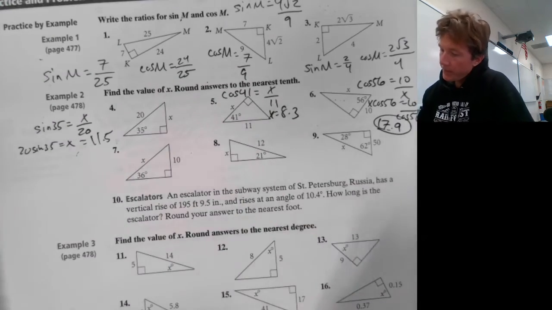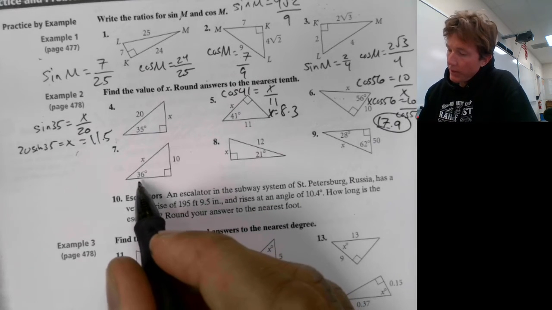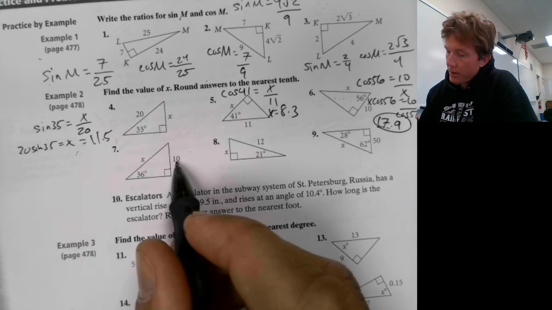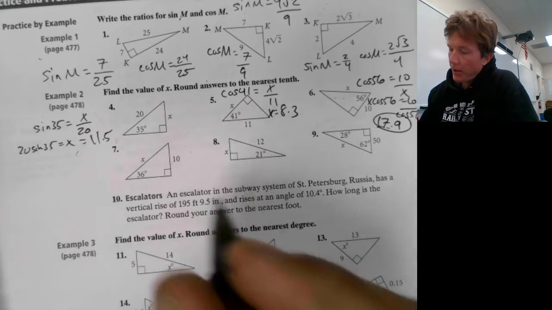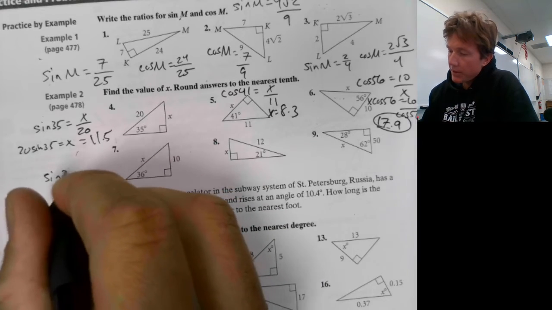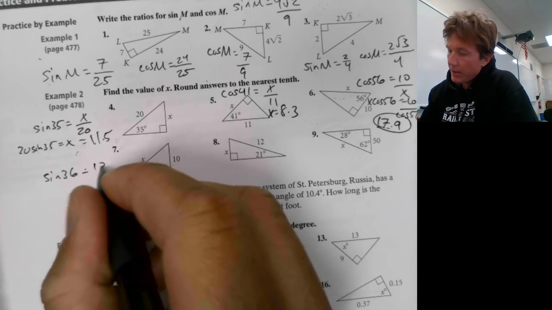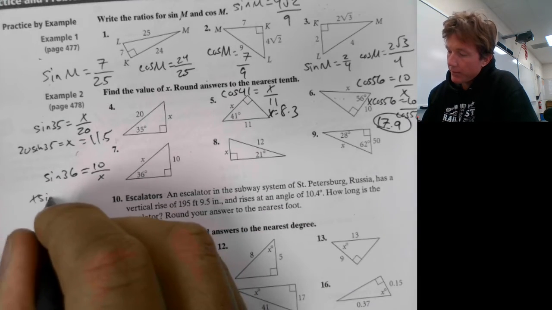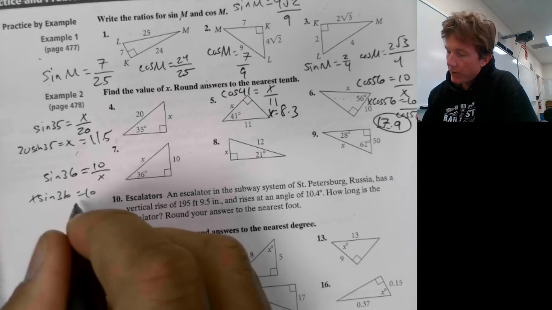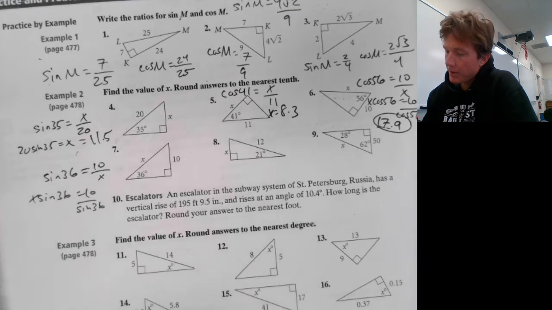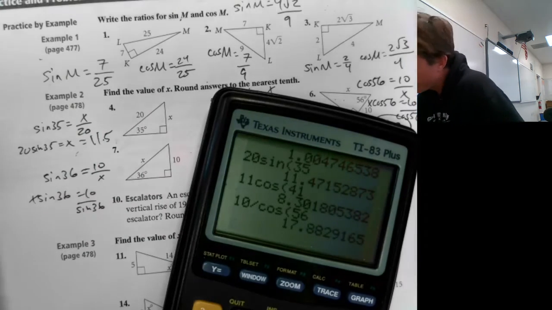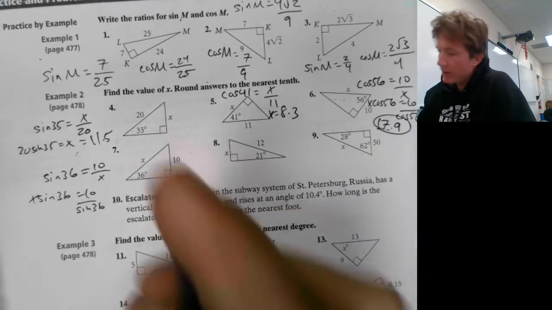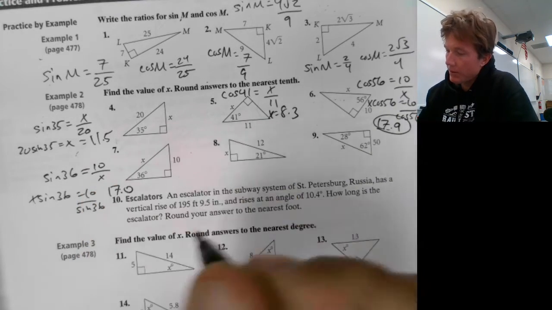Number 7, I have the angle, I have the opposite side, I'm looking for hypotenuse, so I'll do sine of 36 equals 10 over x. Multiply by x, divide by sine 36, so x equals 10 over sine 36. I get 17.0.